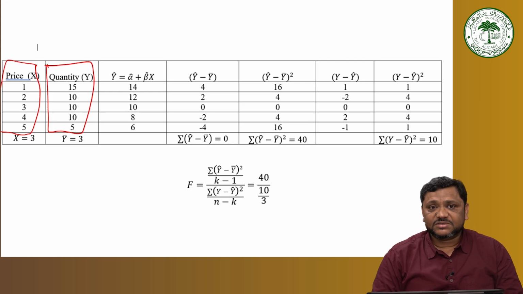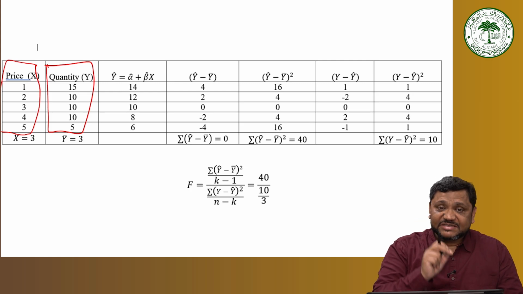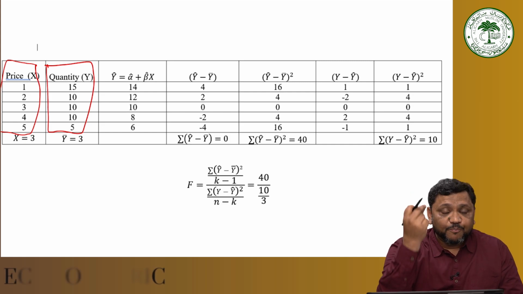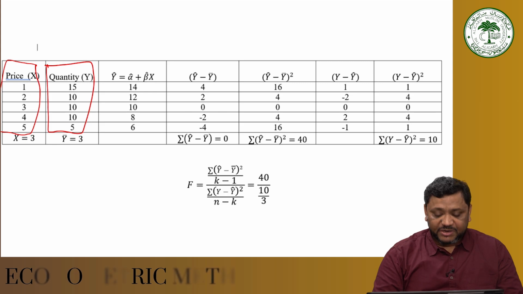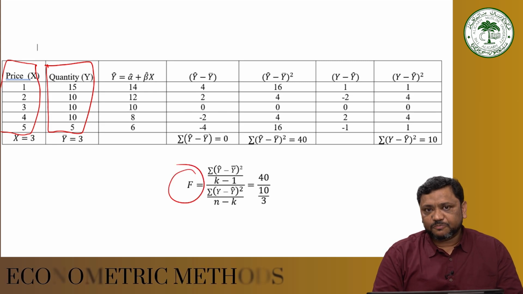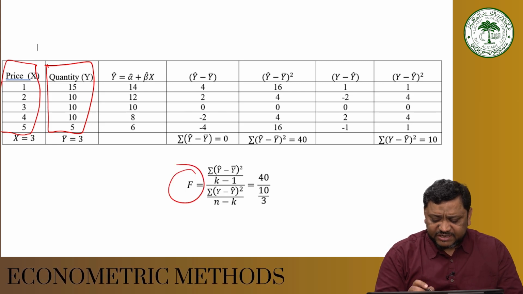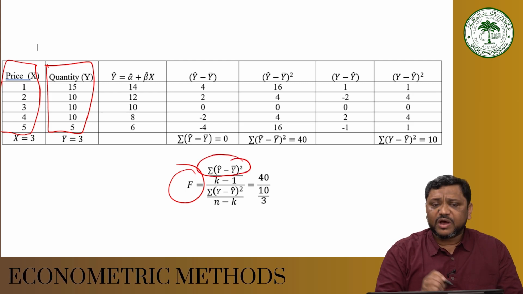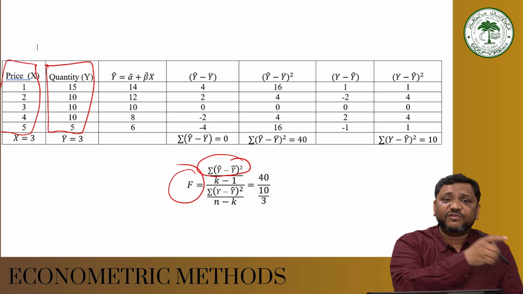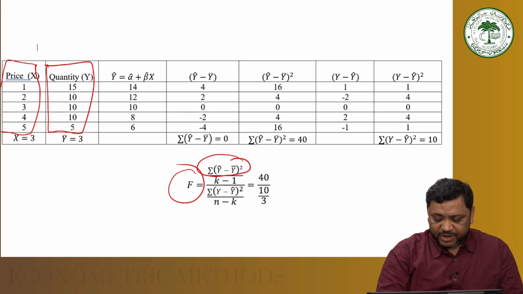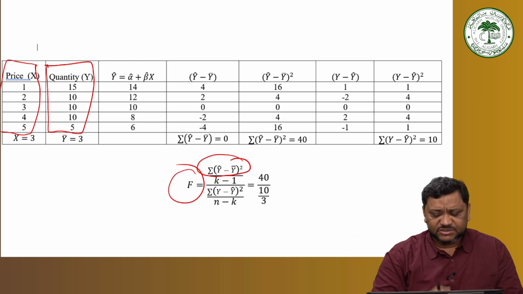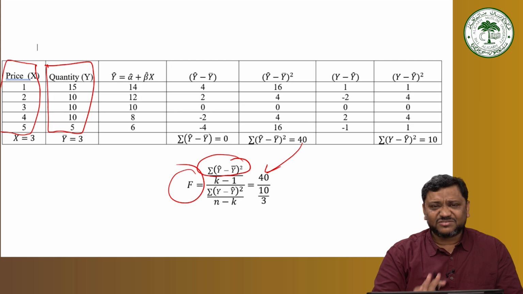Now, to test whether my estimated sample statistic is representative of the real population parameter, we use F statistics. In F statistics, we need certain things. So see, y hat minus y bar whole square, this we have already done when we were calculating r square. Divided by k minus 1, here there are two variables, so 2 minus 1 is equal to 1, so this becomes 40 divided by 1. So that is why we just write 40.